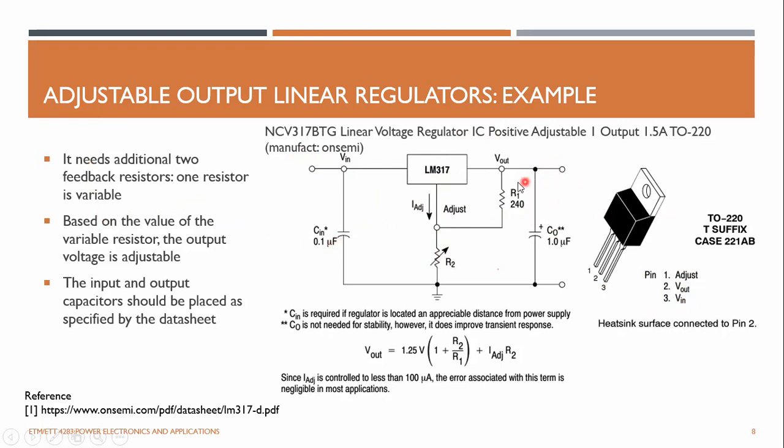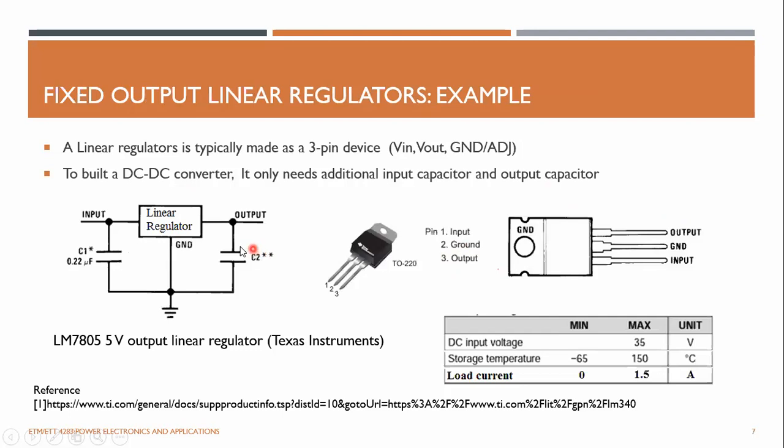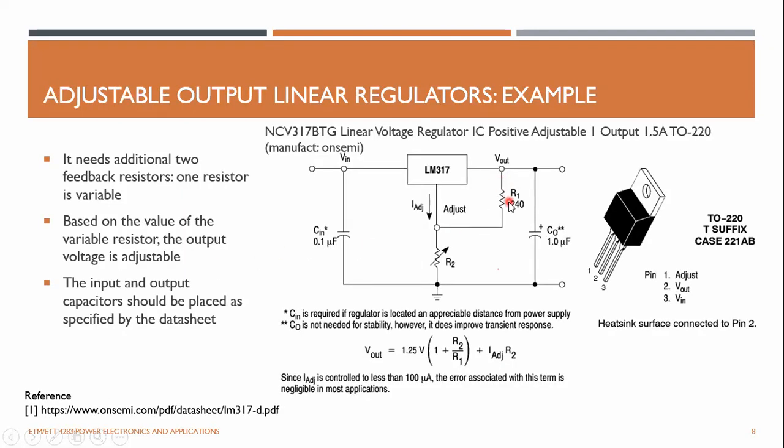So in adjustable versions, you have to have these additional output resistors. In the previous one, you don't need this feedback loop. Here, your feedback loop is connected outside the linear regulator, so you have to add this resistance outside the linear regulator. So you have to use these capacitors based on the requirement.